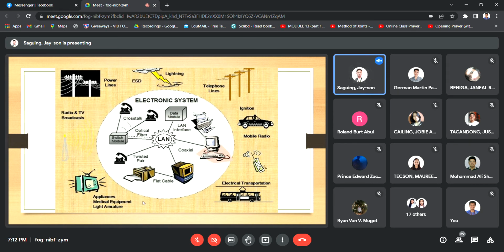Similarly, during the rainy season, while watching television, the signal gets discontinued due to natural calamities. This is another type of interference caused by natural sources, which affects the electronic system. That's all about electromagnetic interference.